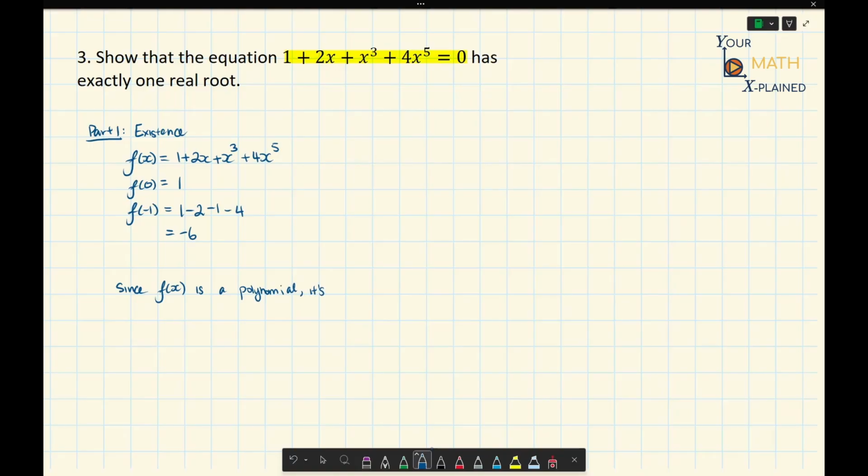So it is continuous. So because it's continuous and f of negative 1 is less than 0 and f of 0 is greater than 0, that means in order for us to go from negative to positive, we must cross 0 in between there. So that means there must exist a c within the interval negative 1, 0, where f of c is equal to 0.